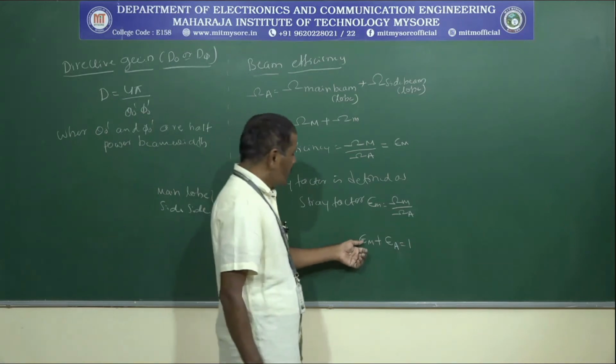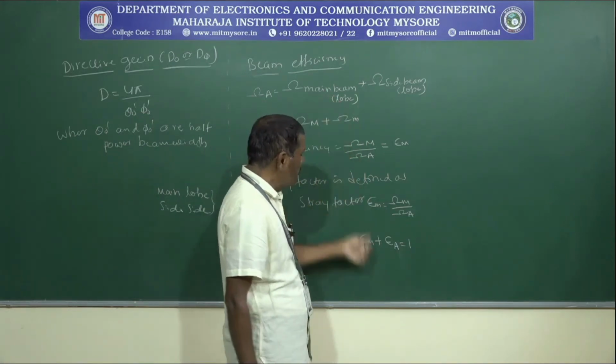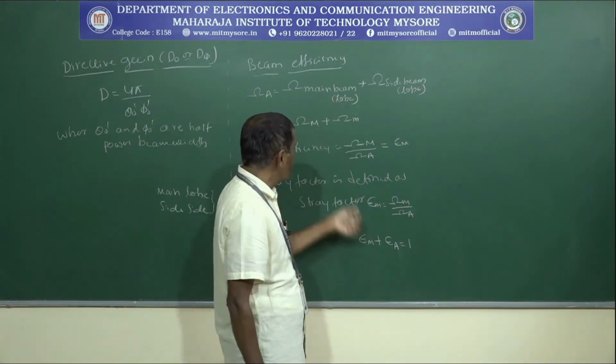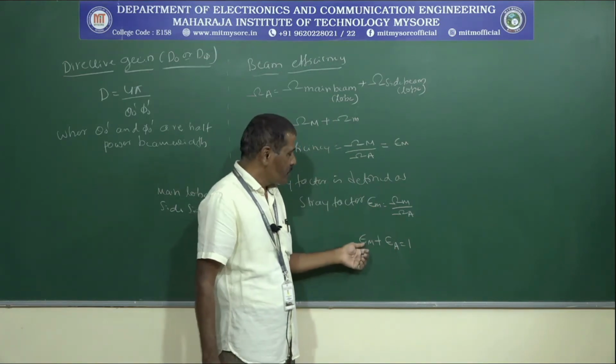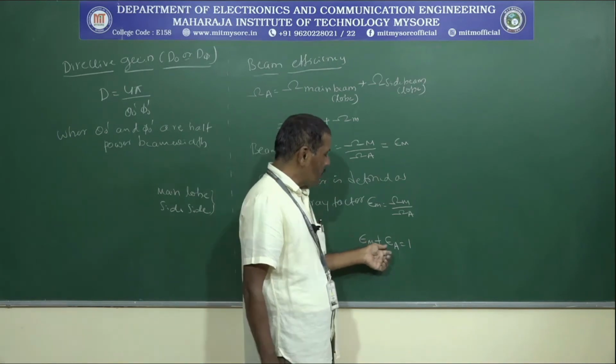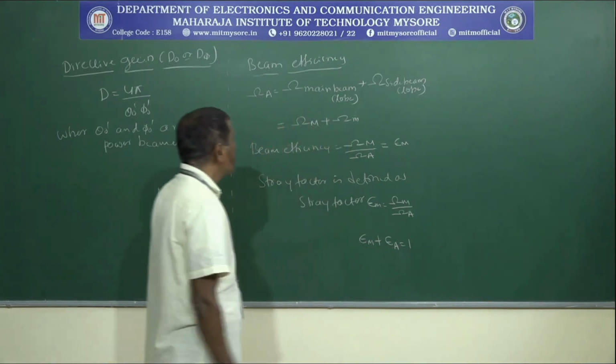So therefore, epsilon M is the beam efficiency for the main lobe and epsilon S is the stray factor for the side lobes. So this epsilon M plus epsilon S is equal to 1.